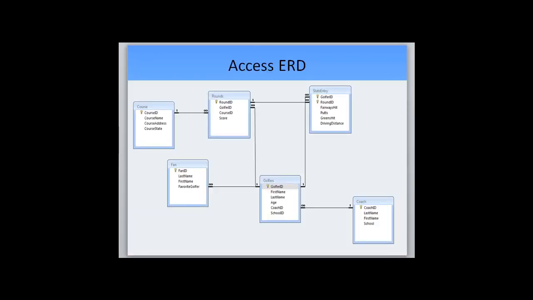Here's our entity relationship diagram as it would appear in Access. Let's start here up in the course area. Each course can have many rounds associated with it. Every round that is played can have many stats entries associated with it. Similarly, each golfer can have many stats entries, and each golfer can play many rounds. Golfer is the associative entity between rounds and stats entry.